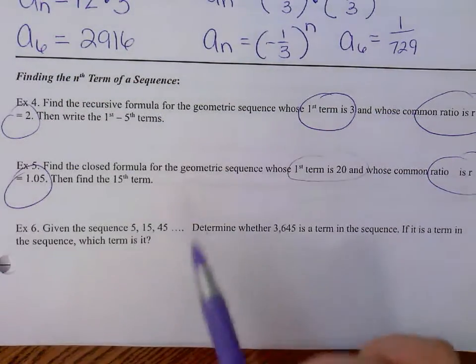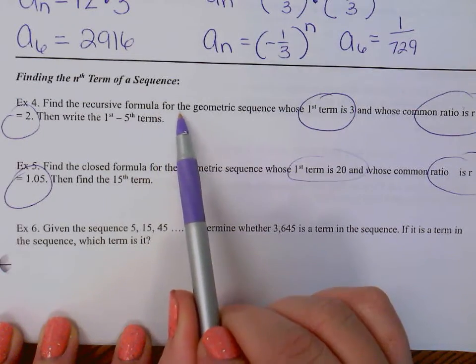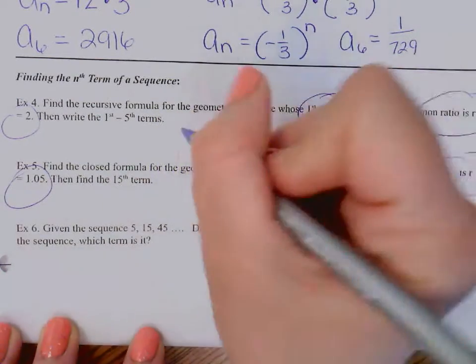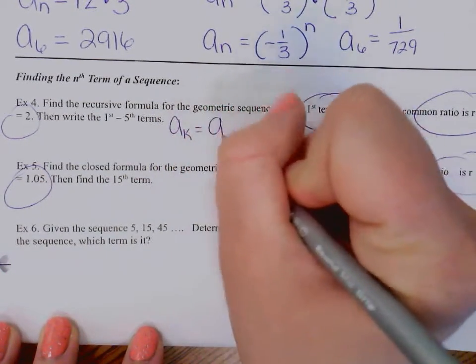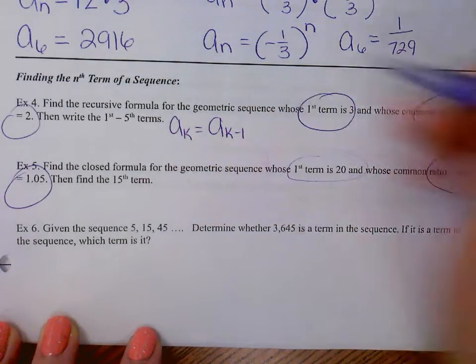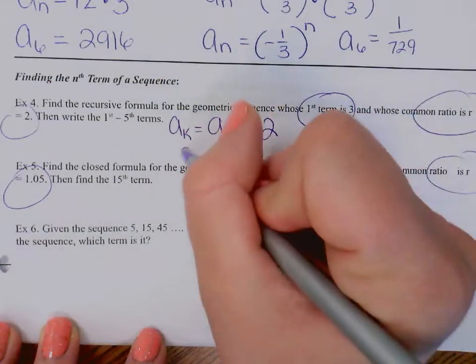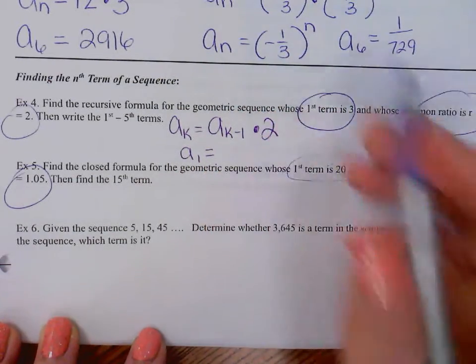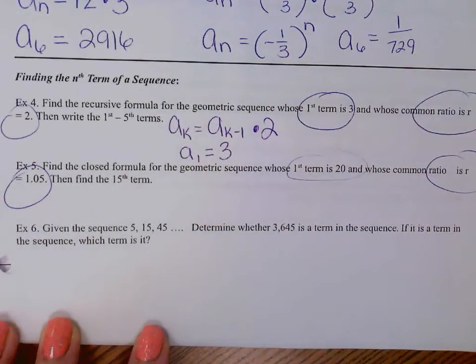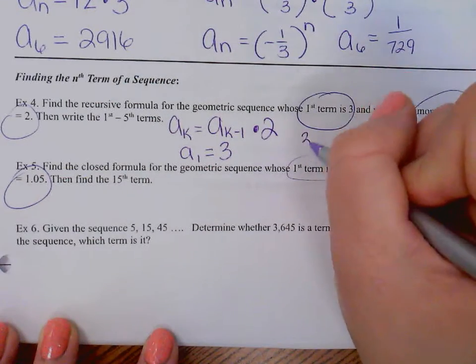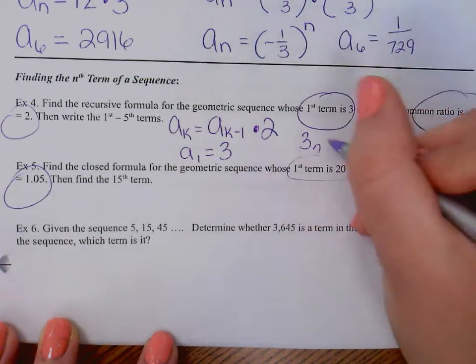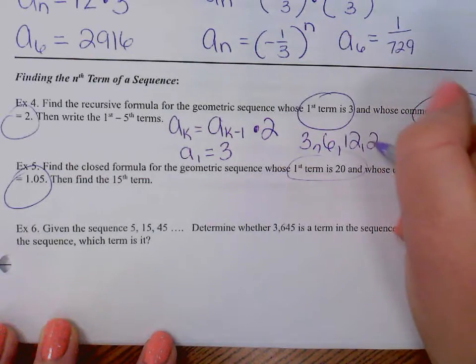We've got find the recursive formula. So a sub k equals a sub k minus 1. The common ratio is 2. So I'm multiplying by 2, and I have to tell them that the first term is 3. And then I have to list 3 is my first term, times 2 is 6, 12, 24.